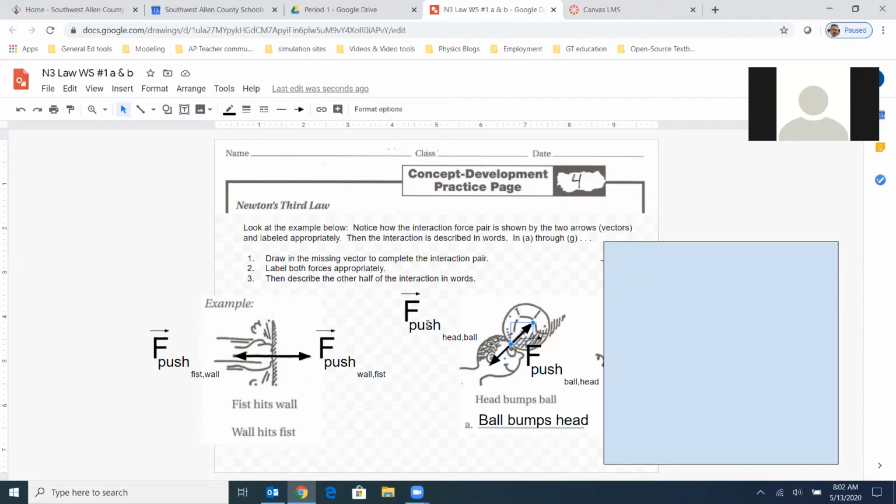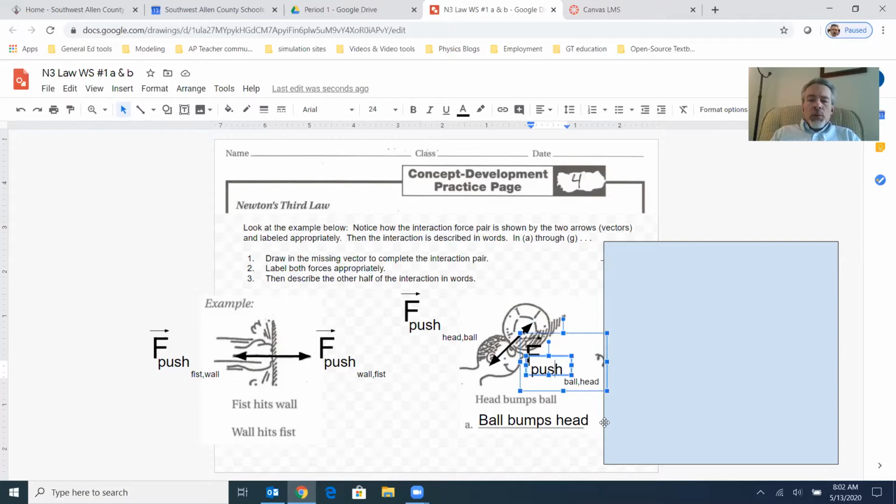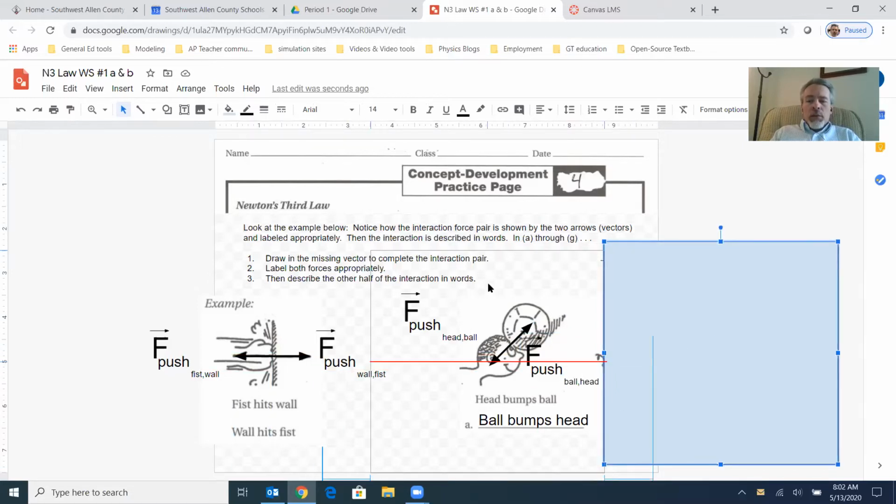And if you look at the force on the head, it's the push on the head from the ball, and the other one is the push on the ball from the head. Okay, now let's look at the next one.